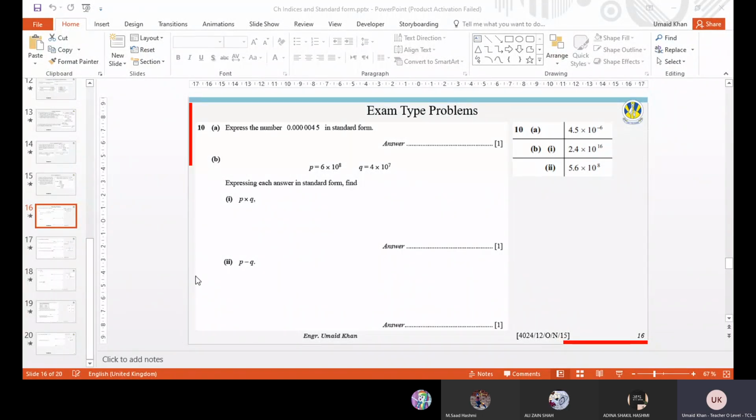Okay, students, so let's get started. We are going to finish the chapter on indices and standard form today. And today we will discuss past paper questions to give you an idea of the difficulty level of the questions which you may encounter in the exam. It will also give you an indication of the level of understanding that you have achieved in this chapter.